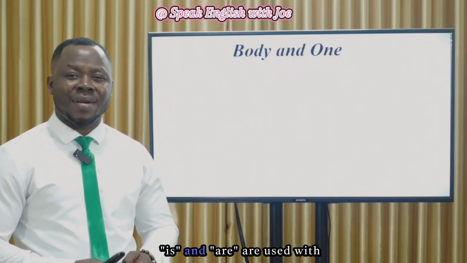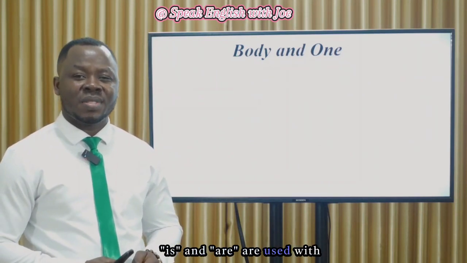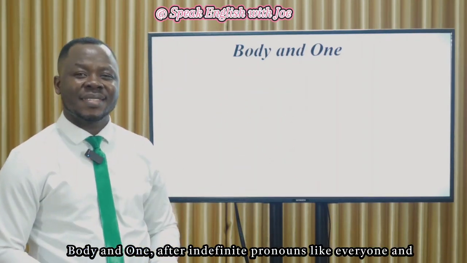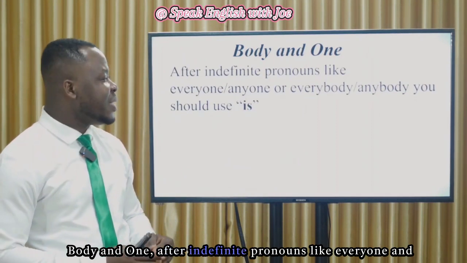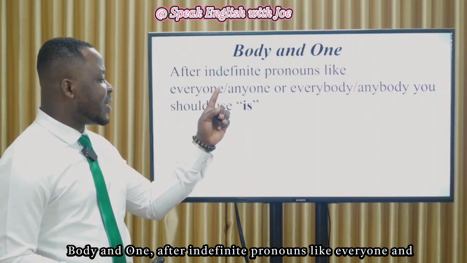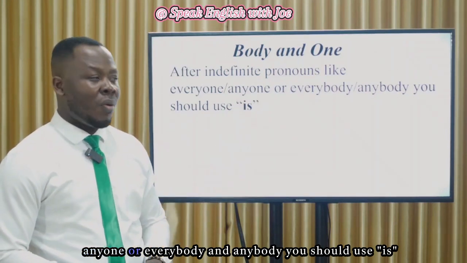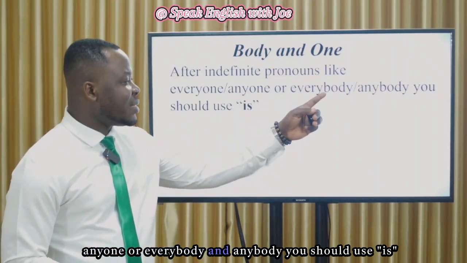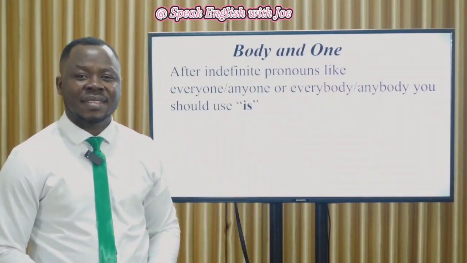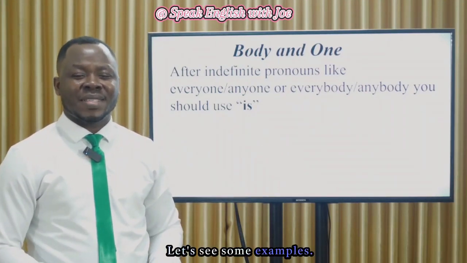Is and are used with body and one. After indefinite pronouns like everyone and anyone, or everybody and anybody, you should use is. Let's see some examples.